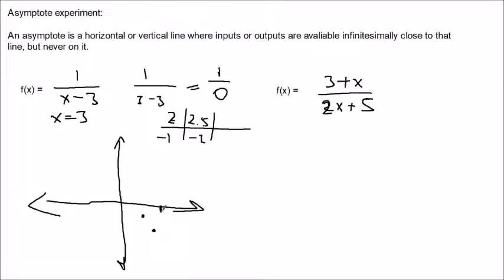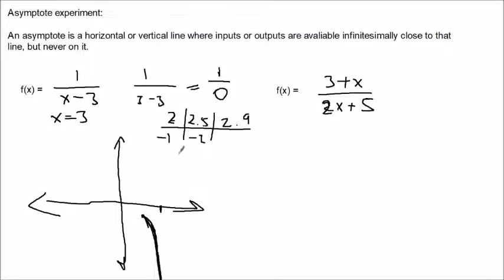Let's say this is 3. Okay, let's try 2.9. 2.9 minus 3 is negative 0.1. 1 divided by negative 0.1 is negative 10. So now we have this. So the graph kind of goes like this.